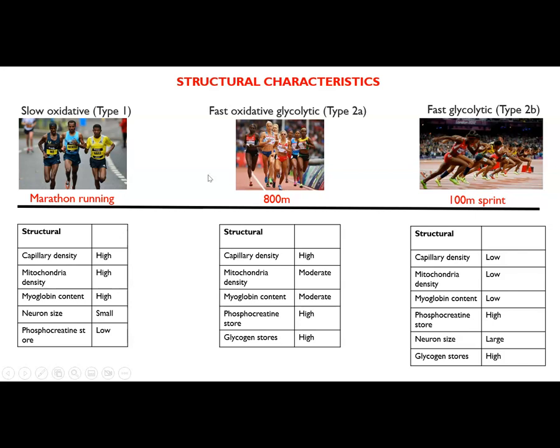So it is still a fast twitch muscle fibre type. So we've got capillary density is high, mitochondrial density is moderate, myoglobin content is moderate, phosphocreatine stores is high, and glycogen stores is high. These are high because it is still a fast twitch muscle fibre, so fast oxidative glycolytic.